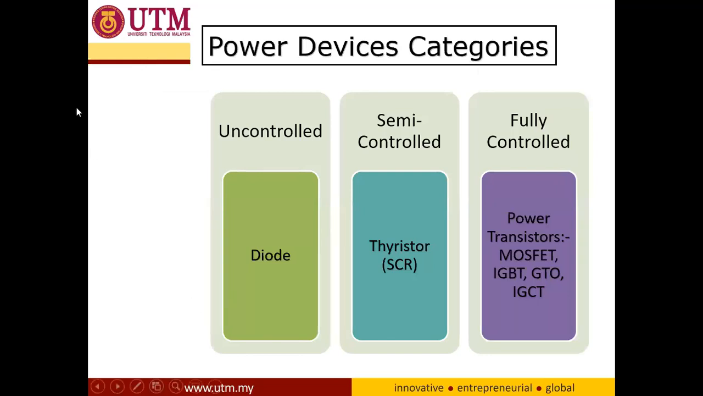Uncontrolled means that we cannot control the diode to turn on and off. It depends on the condition of the circuit. While for the semi-controlled SCR, we can control turn-on, but we cannot control the device to turn off. While for the fully controlled, we can control both turn-on and turn-off.